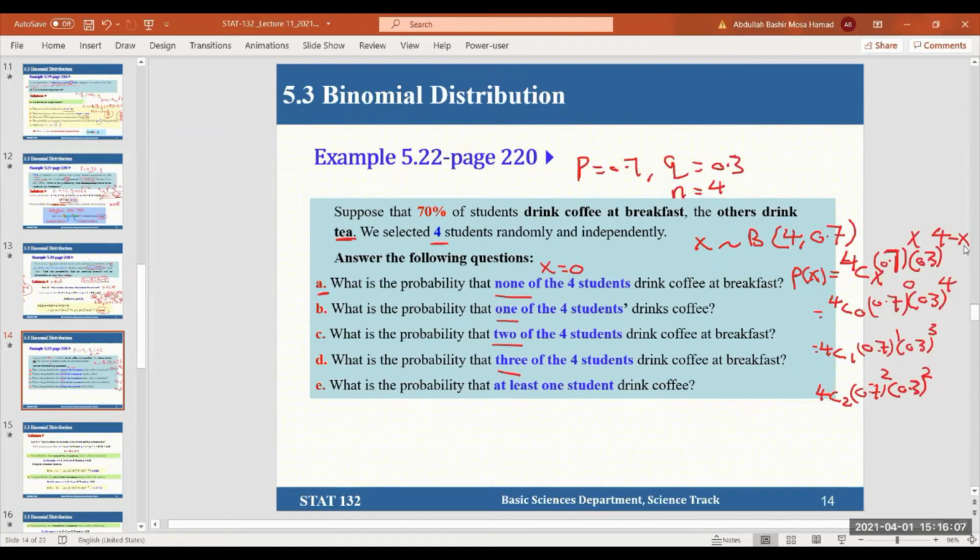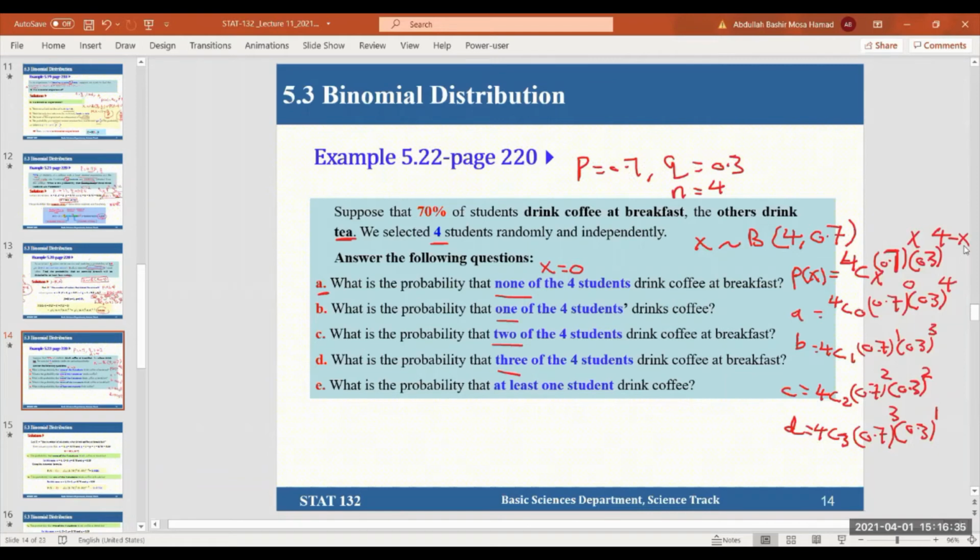D, three of the four: 4C3, 0.7 power 3, 0.3 power 1. Clear? This is A, B, C, and D. Now let's see E.